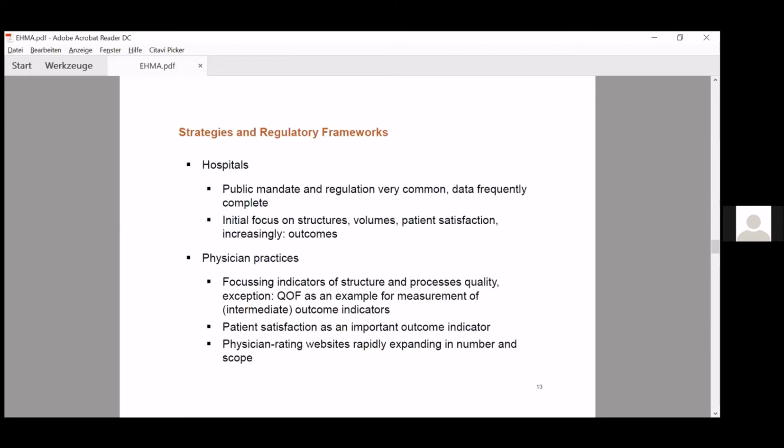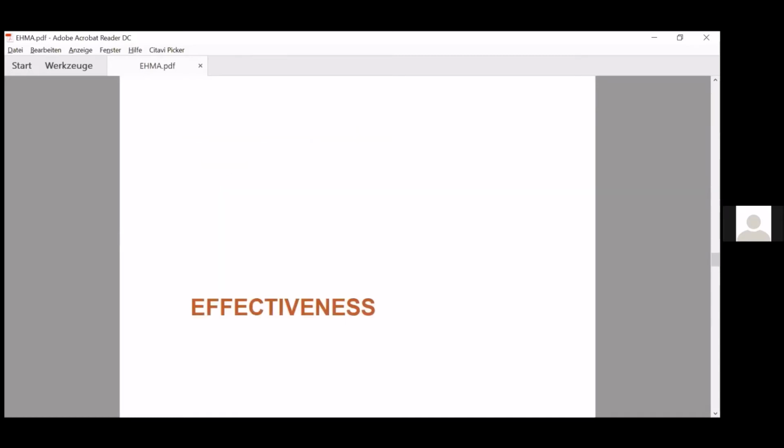But in the physician practice area, we have quite frequently fewer clinical indicators, and we have more patient satisfaction as an important outcome indicator. And interestingly, on the physician practices side, the more bottom-up approaches, the physician rating sites, are rapidly expanding.